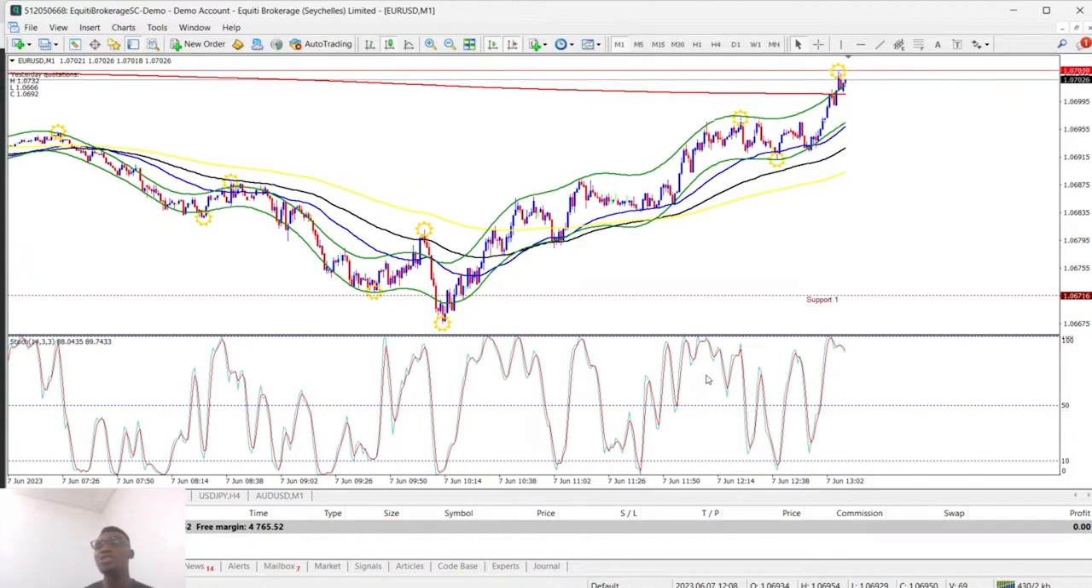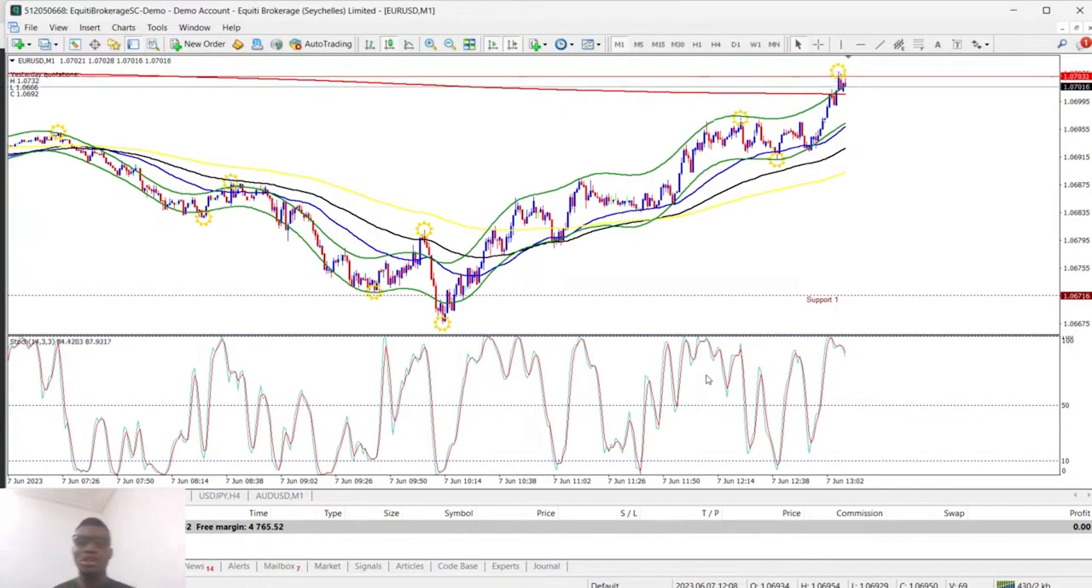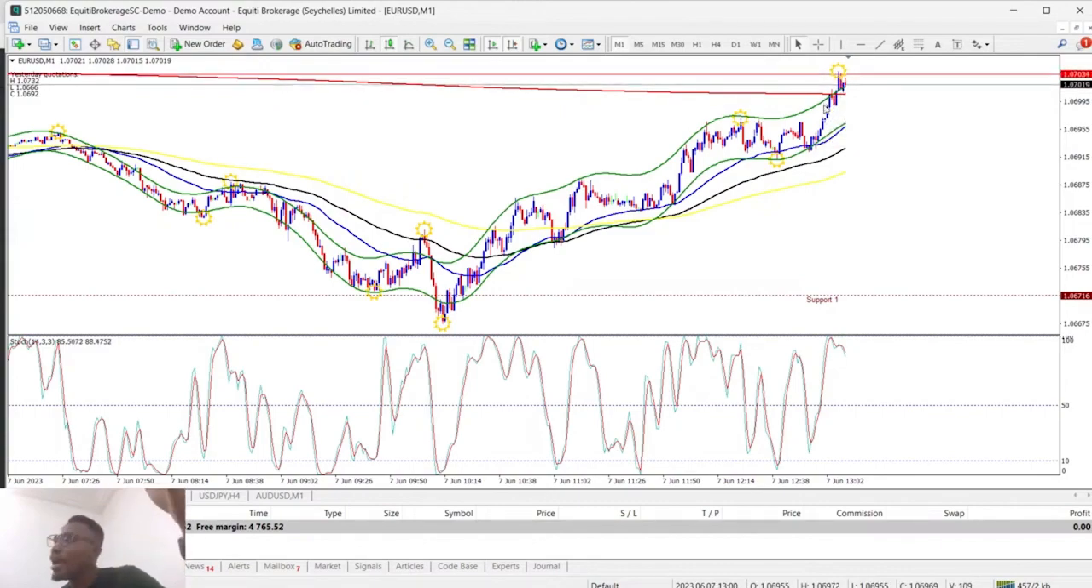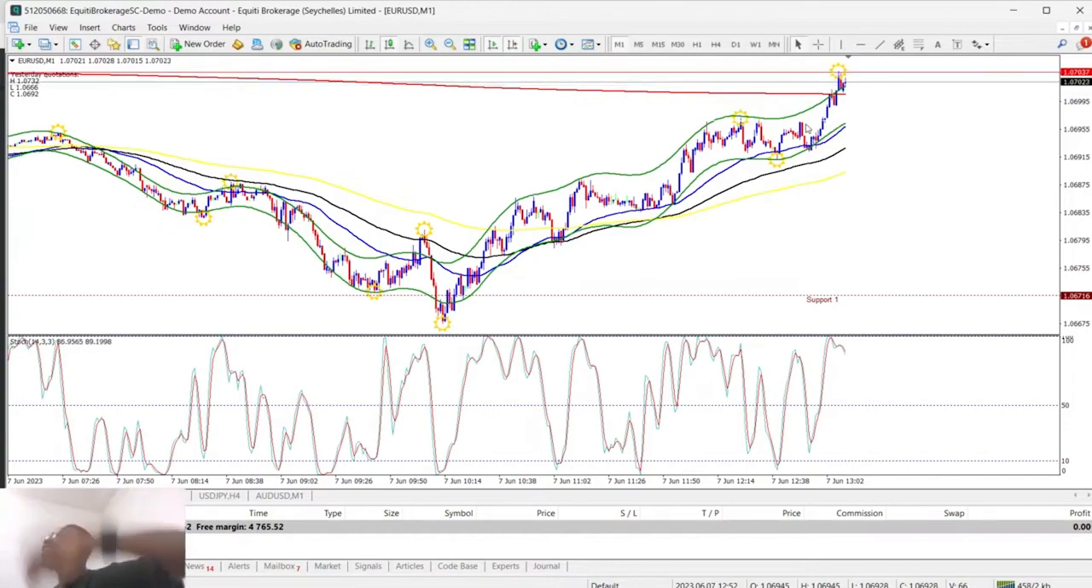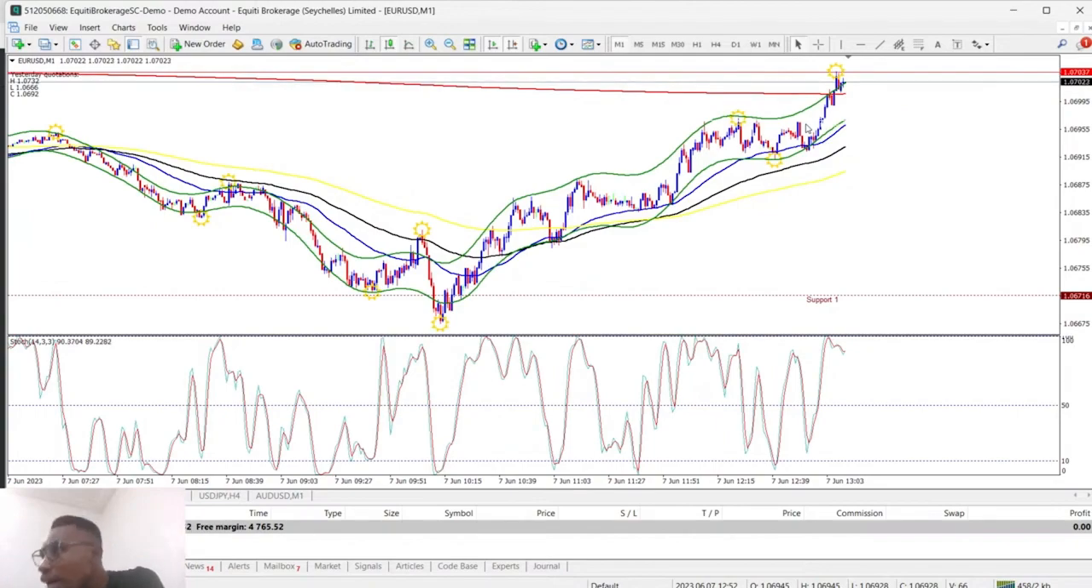The second question says, does the sunshine repaint? Now let me answer this. Most custom indicators repaint. What does it mean to repaint? The indicator can appear here and the market will move higher, and the indicator will move higher with the market. That is why I kept emphasizing you will not look at the sunshine alone and trade, because it repaints.